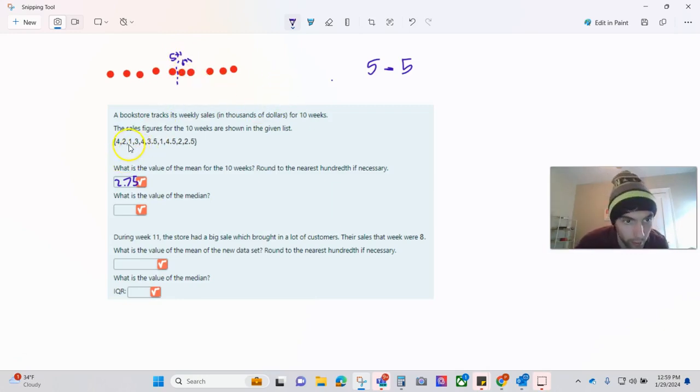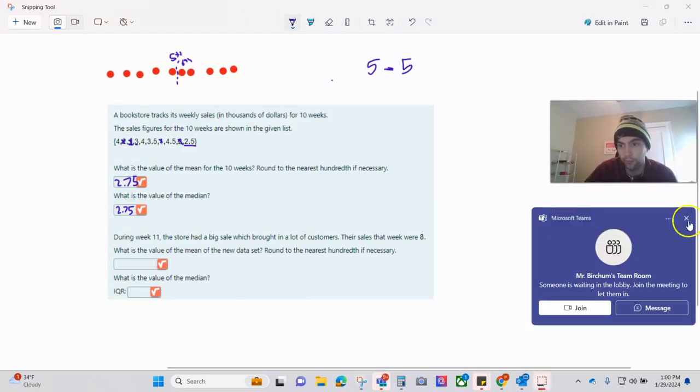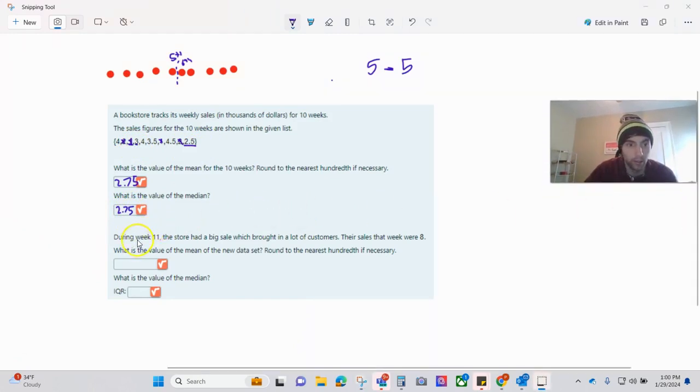So let's find that. Here's my first number, second number, third number, fourth number, fifth number, and sixth number. What is between 2.5 and 3? 2.75. Oh, it's the same thing. The same thing.